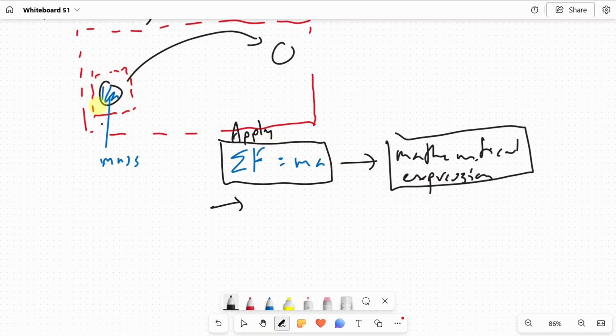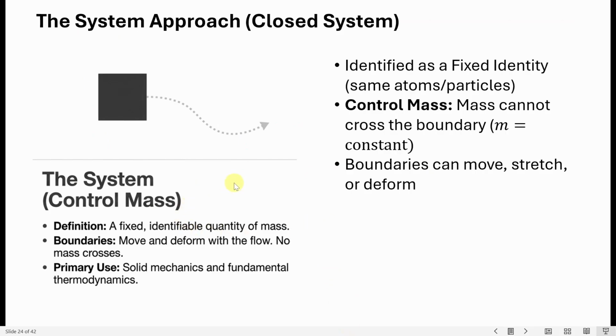Okay, that's the process. So we will identify a system, and then we apply fundamental laws of physics, depending on what kind of physical law we want to look at, and then we get a mathematical expression, or maybe several mathematical expressions, that we can use to predict the behavior of the physical system that we would like to understand. So this is the definition of a closed system.